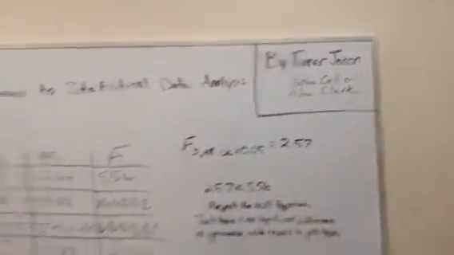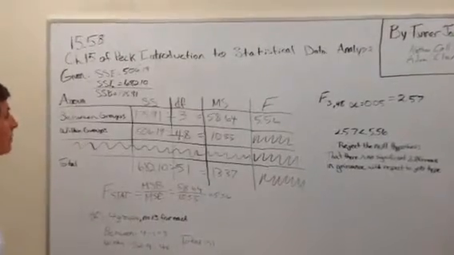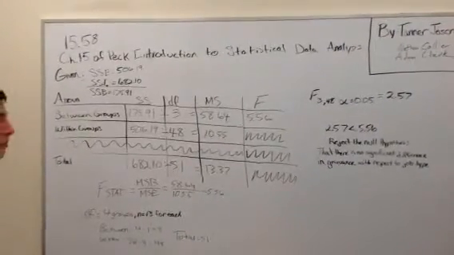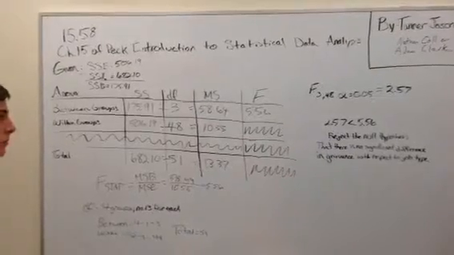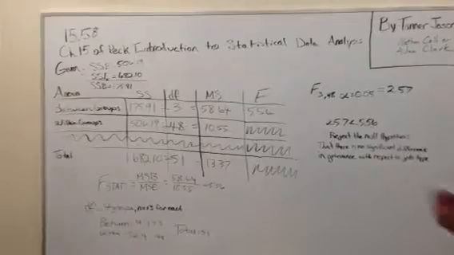Today we'll be doing problem 15.58 from chapter 15 of the Peck Introduction to Statistical Data Analysis. And our problem is we're trying to answer the question of whether there is a significant difference in workplace grievance with respect to job type. And Tanner will take it from there.